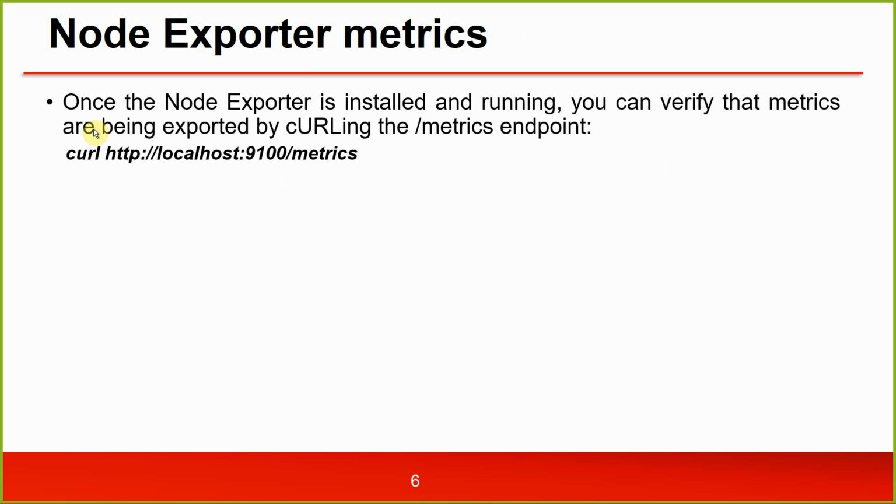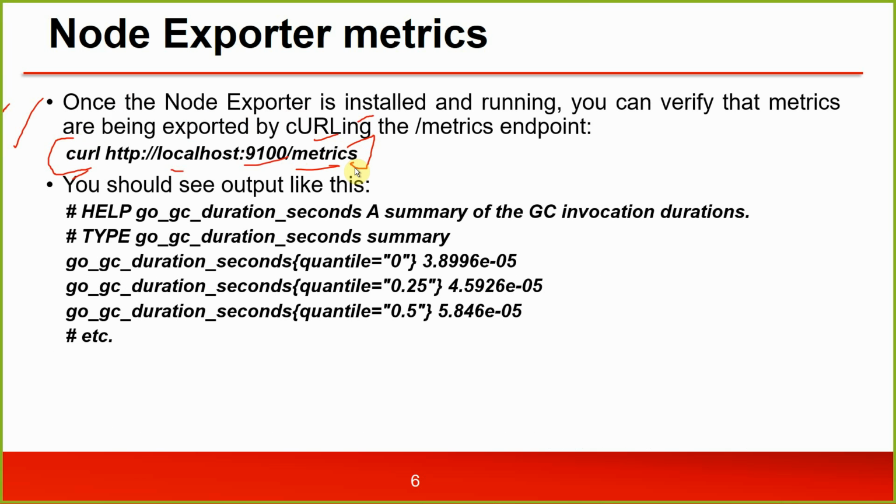Once the node exporter is installed and running, you can verify the metrics are being exported by using curl on the metrics endpoint. So curl localhost:9100/metrics. So you can use the curl command to directly pull the metrics and display them on the command line. You should see the output like this. In fact, we have seen the same metrics on the Prometheus page when I selected the exporter and metrics URL.